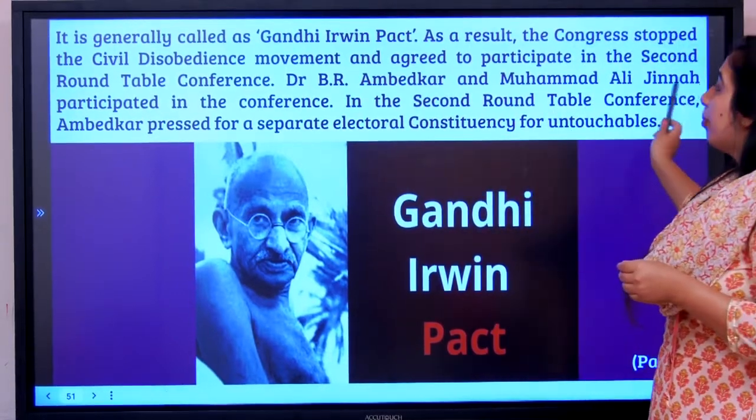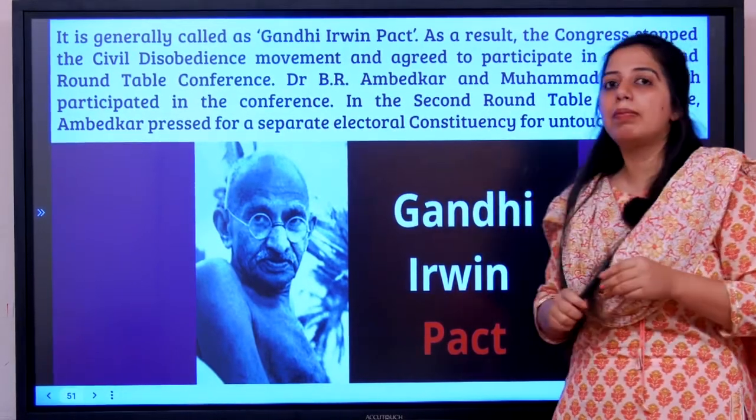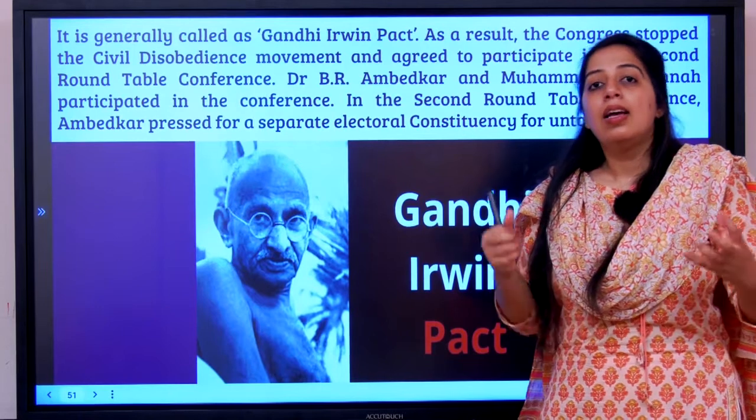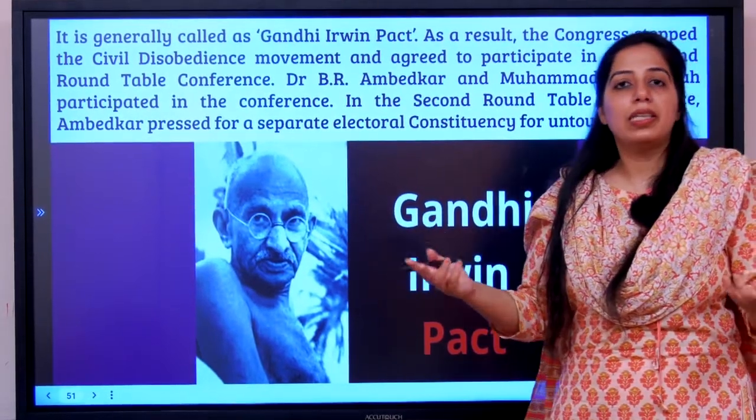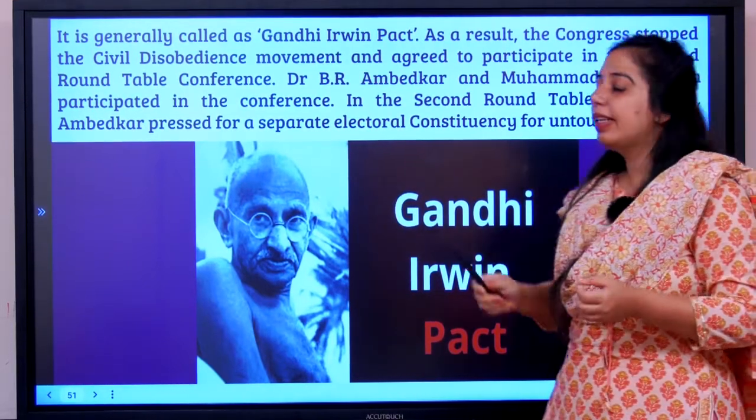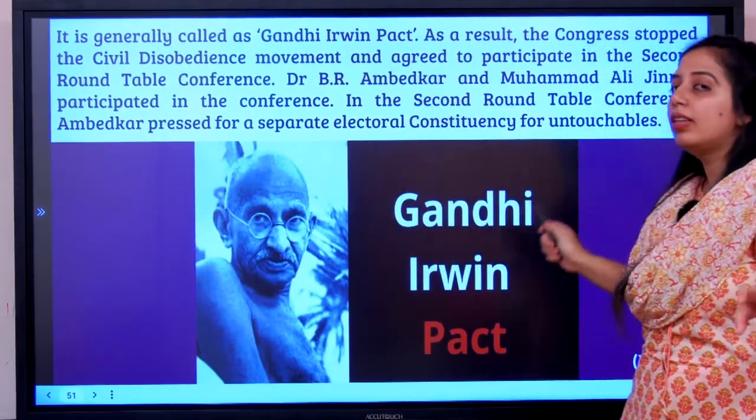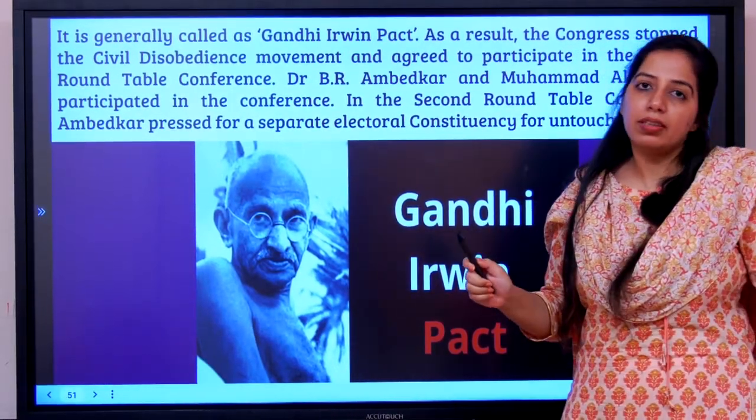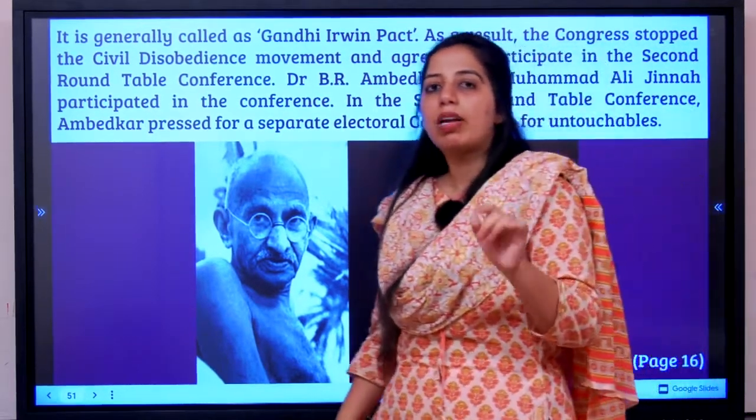Dr. B.R. Ambedkar and Muhammad Ali Jinnah also participated in this conference. Dr. B.R. Ambedkar represented the Dalits. Muhammad Ali Jinnah represented the Muslims or the All India Muslim League. In the second Roundtable Conference, Ambedkar put a lot of pressure that there must be separate electorates for the untouchables or for the Dalits. So again, students, a very important 1 mark question.